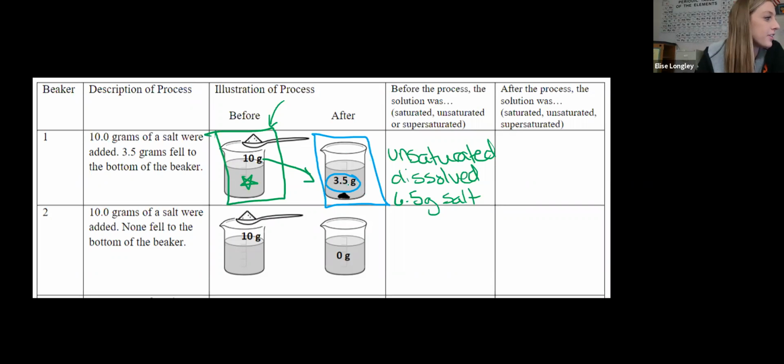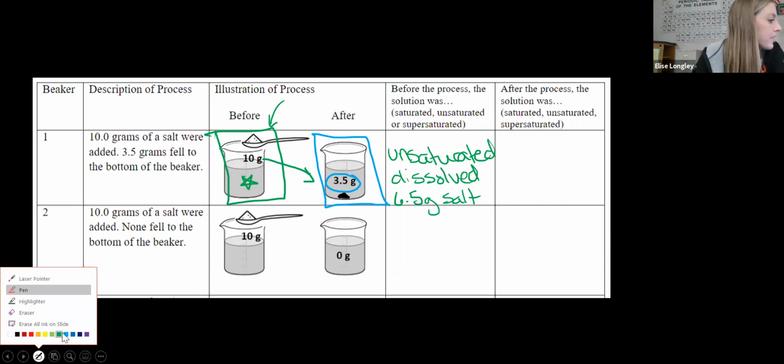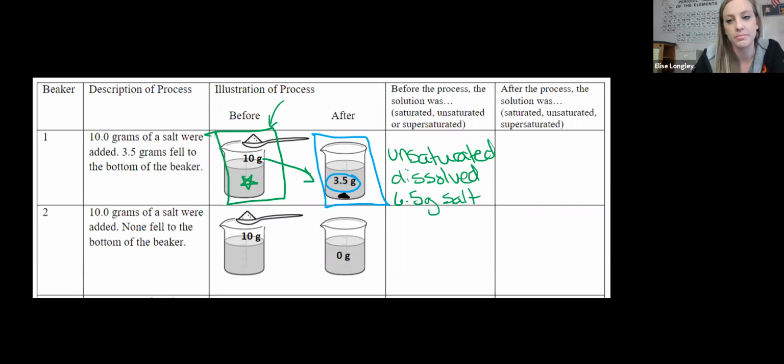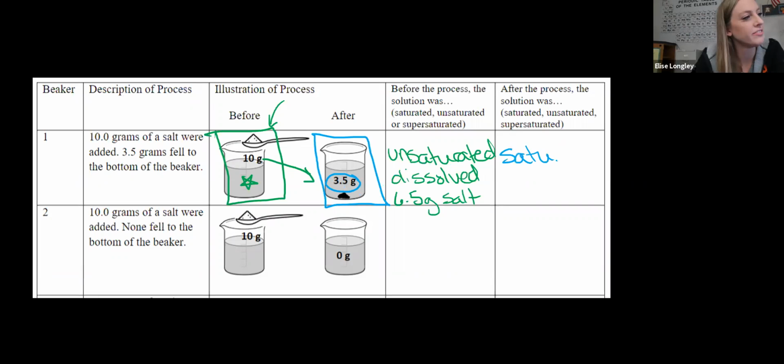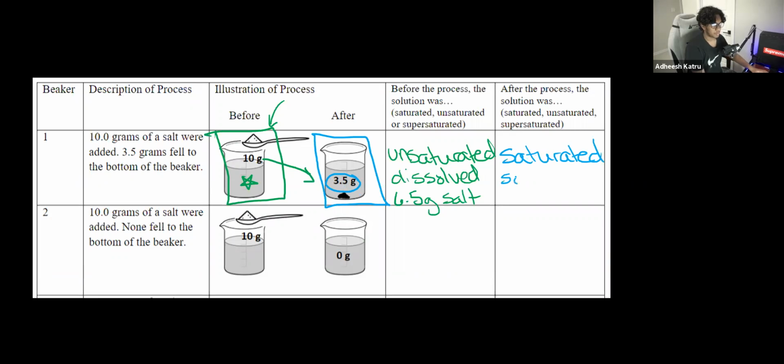Next, Adhish. What is it after? There's 3.5 grams in the bottom of the beaker. So what type of solution is it now? Is it saturated? It is saturated. How'd you know? Because there isn't more than what we started from.